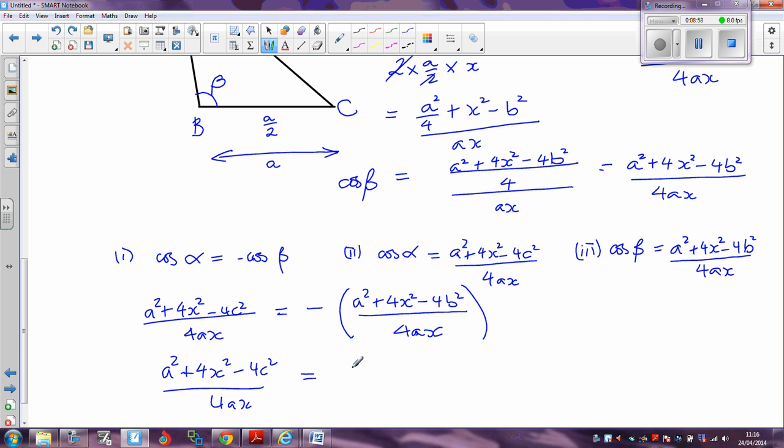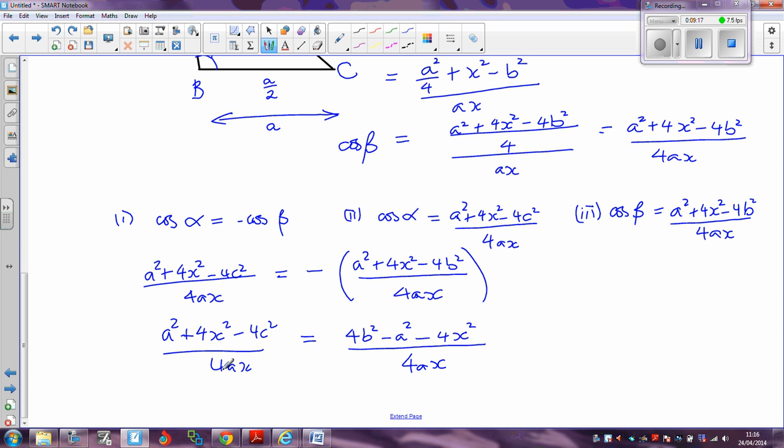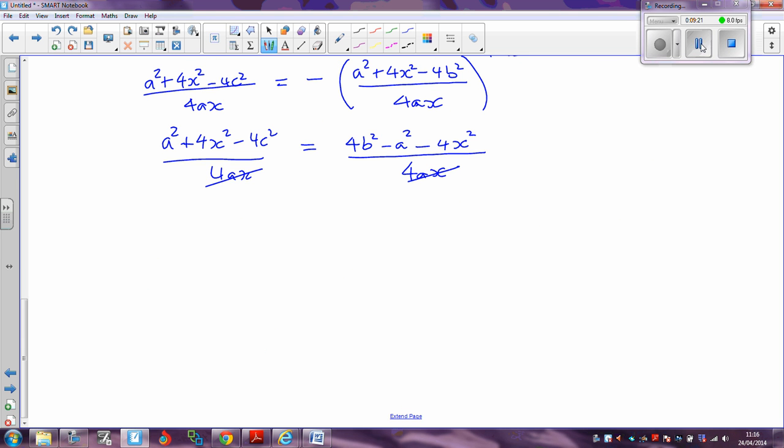So the minus 4b squared is going to become positive, because remember, a minus sign in front of a bracket changes the sign of everything inside it. So then minus a squared and minus 4x squared. I'm not going to change the sign on the bottom, only the top. Okay, so I've got 4ax. Now what's nice here is that if I multiply both sides by 4ax, the 4ax's disappear.